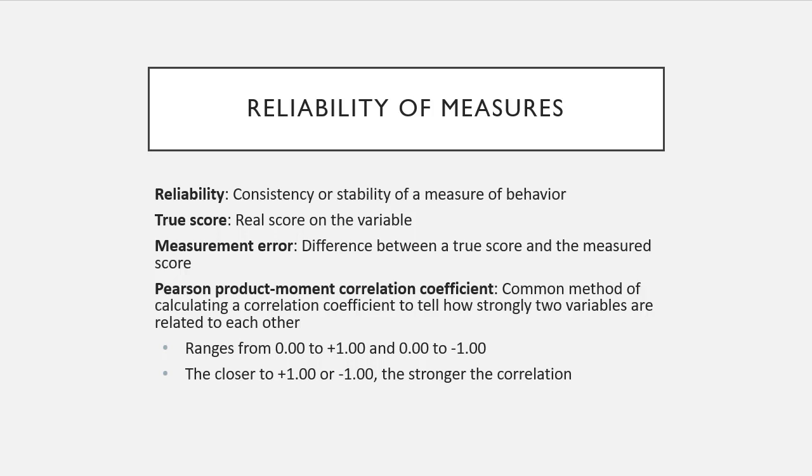So when we're talking about reliability, we're talking about the repetitive ability for us to get consistent or stable results when we expect them to be consistent and stable. If we don't have a reliable measure, then we could get some inconsistent results. The true score, again, is whether or not we are getting a valid score. And the measurement error is the difference between the true score and the score that is being reported.